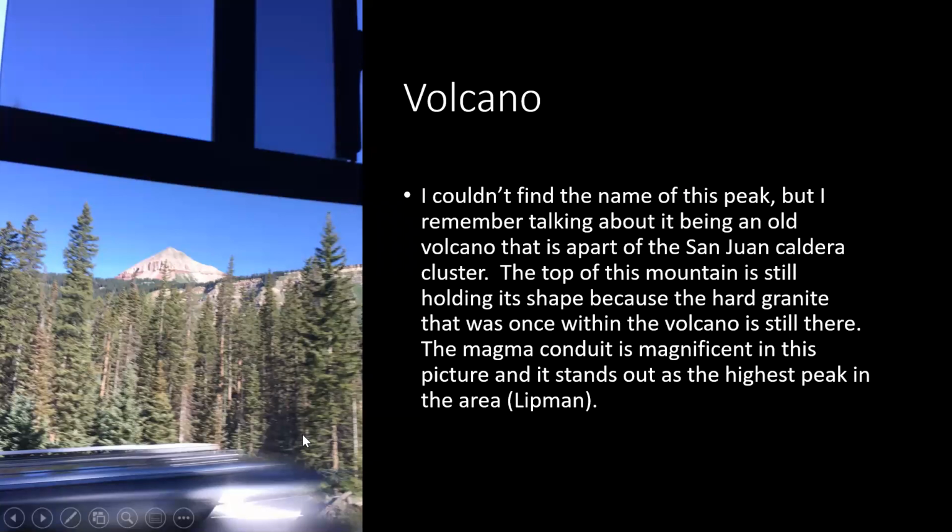This is a cool picture of a lone volcano. I couldn't find the exact name of the peak, but I remember talking about it being an old volcano that's a part of the San Juan caldera cluster. The top of the mountain is still holding its shape because the hard granite that was once within the volcano is still here. The rock cooled, forming granite while it was inside, and the magma conduit is magnificent in this picture, and it stands out as the highest peak in the area.